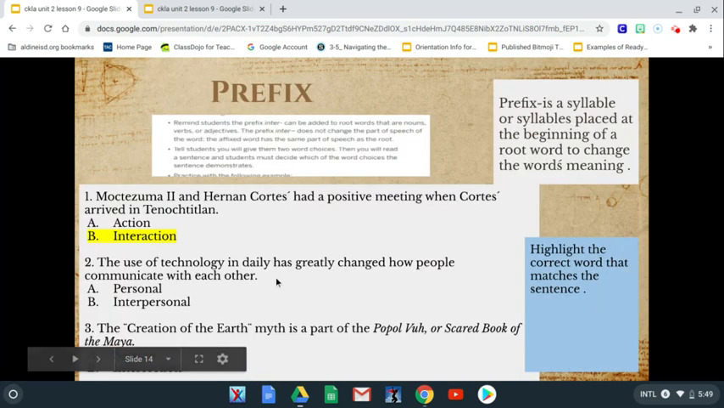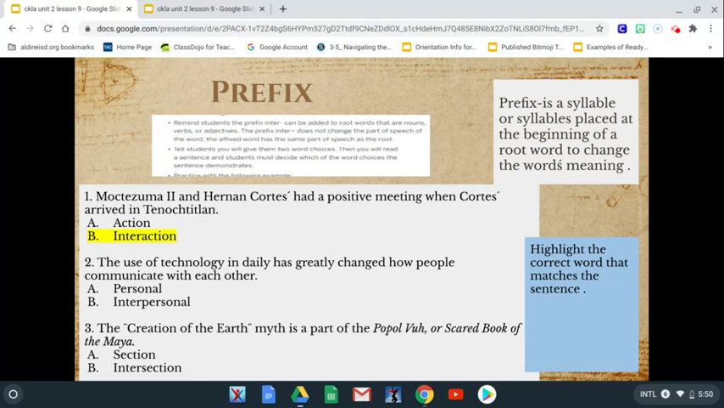Okay, so prefix. A prefix, remember, boys and girls, is a syllable or syllables placed at the beginning of a root word to change the meaning of the word. Remember, inter can be added to root words that are nouns, verbs, or adjectives. The prefix inter does not change the part of speech of the word. The affixed word has the same part of speech as the root word. So that means, boys and girls, when you add the prefix inter to a word, if it's a noun, it's going to continue to be a noun. If it's a verb, it's going to continue to be a verb. It just changes the meaning.